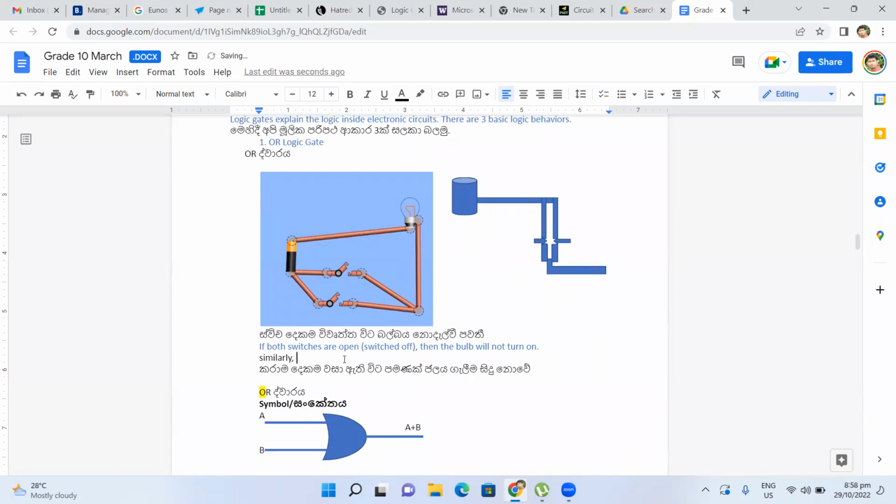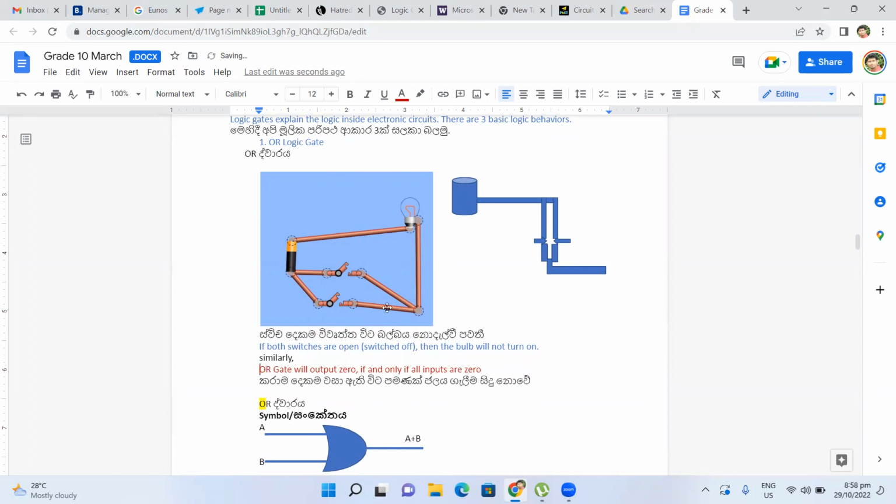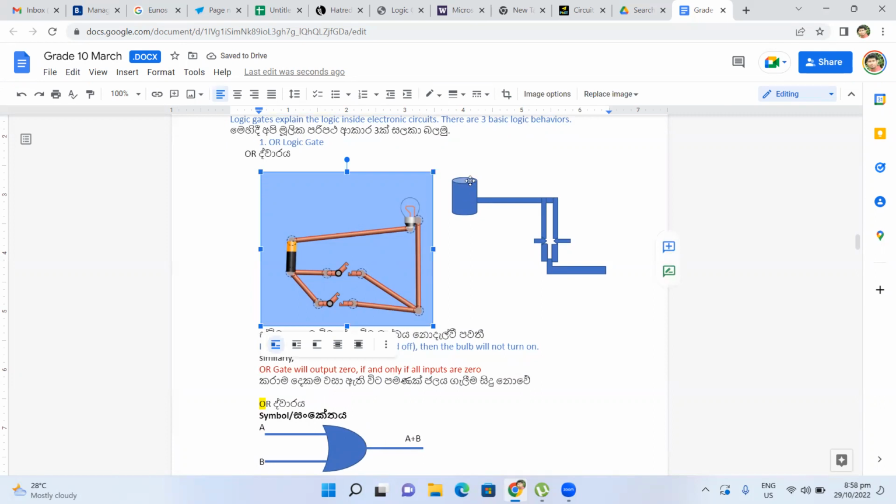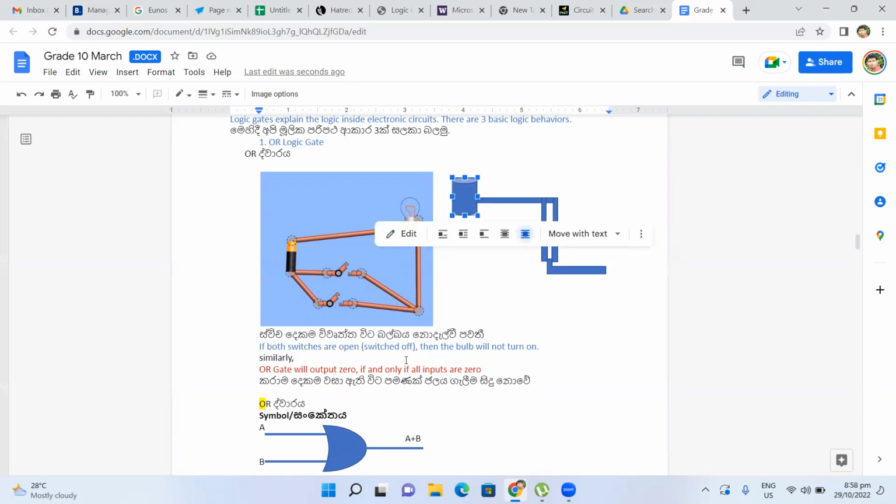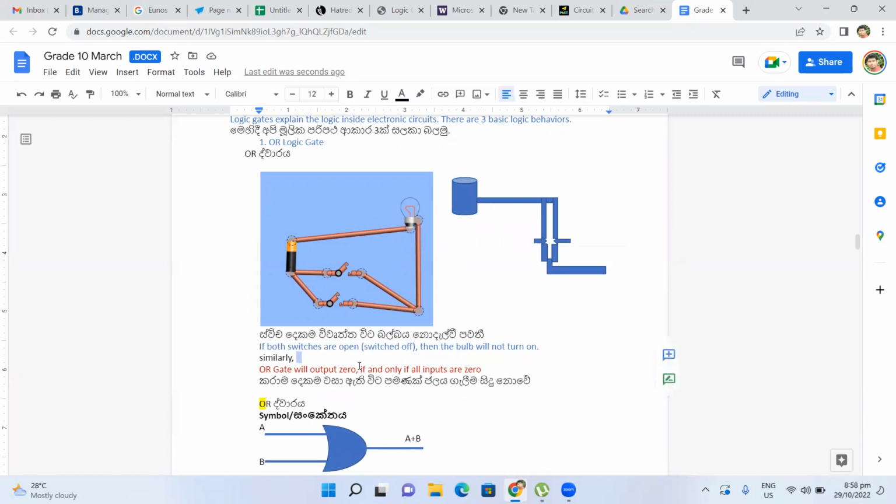Similarly, please draw this one and also this one, then write down this one and also write down these two statements.